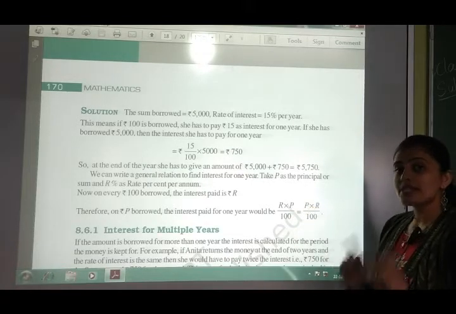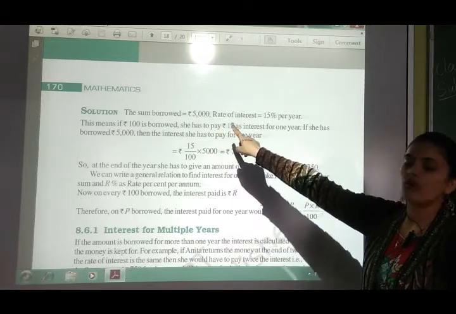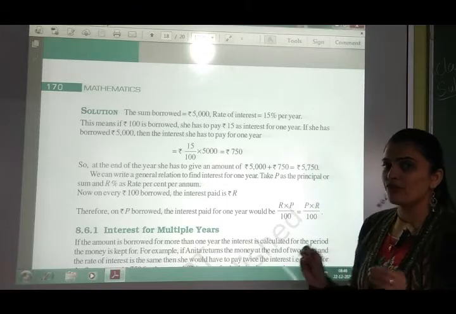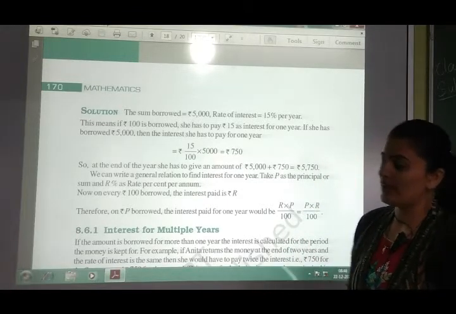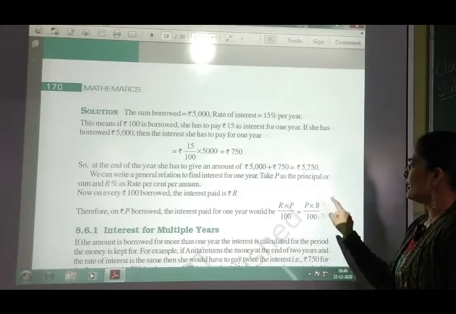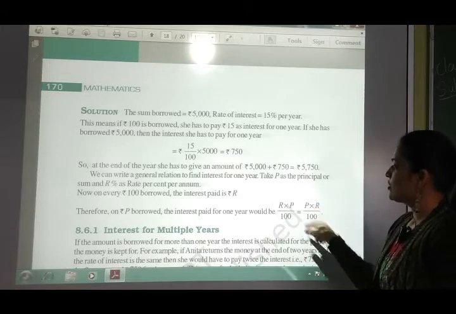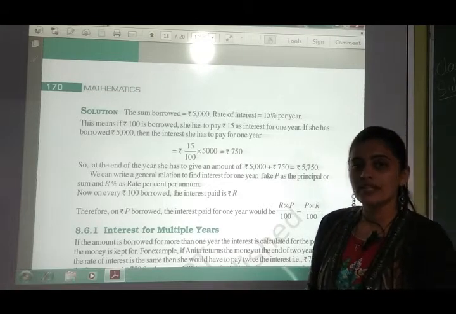P is what? Principal. Principal means whatever sum is borrowed. This principal is not the principal of your school. It is the sum which you are taking or borrowing from anyone, multiplied by R. R is the rate of interest, divided by 100. So this formula you have to learn by heart for finding out the simple interest.